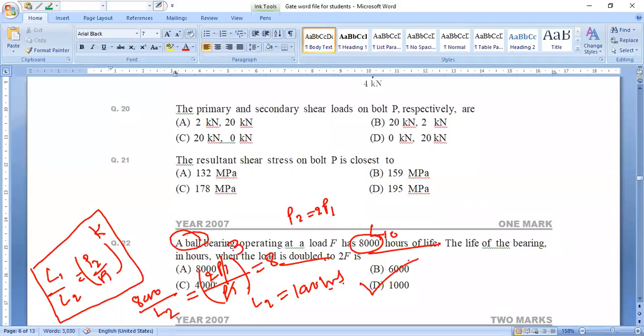Very easy question. Simple relation: life और load में जो relation होती है वो inversely proportional होते हैं, है ना, with power K से. मतलब life जो होती है वो inversely proportional होती है P power K से. So L1 by L2 can be written as P2 by P1 to the power K. You can solve this. So it is a very easy question.